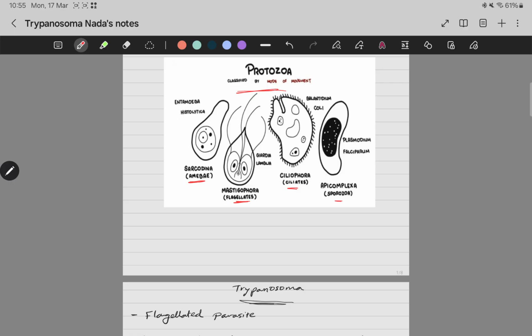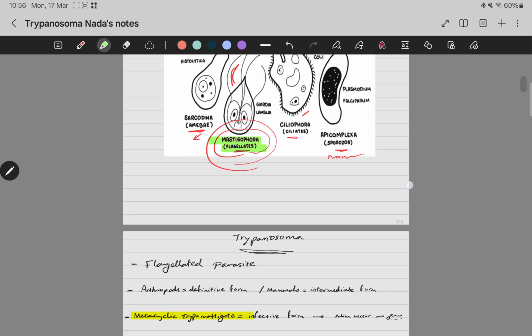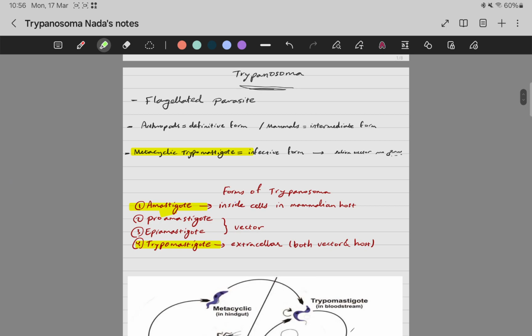As the names suggest, amoeba move via pseudopodia. Flagellates have flagella and move with them, and ciliates have cilia. Sporozoa don't move, so they are non-motile. What we care about is flagellates, because trypanosoma is a flagellated organism.